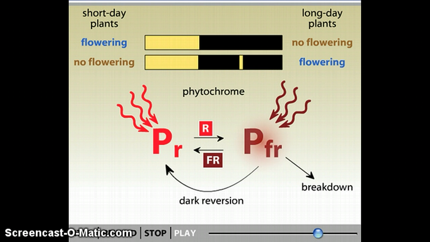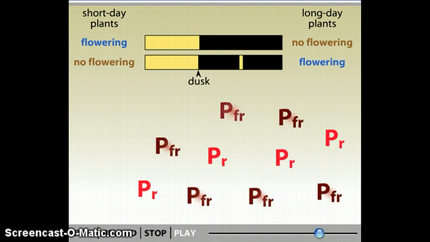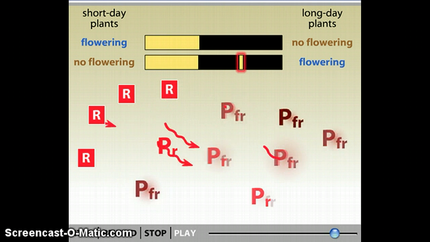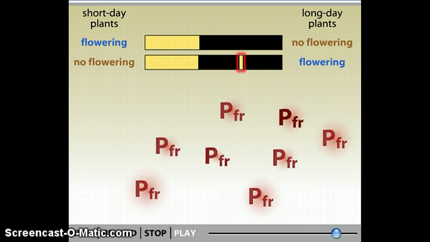Sunlight contains more red than far red light. As night begins, phytochrome is almost all in the PFR form. Over a period of several hours in the dark, these molecules begin to convert back to PR or to break down. Depending on the length of darkness, only some of the PFR remains. If a flash of red light interrupts the long night, the phytochrome molecules reset themselves, converting from PR back into PFR. Night interruptions have opposite effects in short day and long day plants. In short day plants, PFR inhibits flowering. In long day plants, it promotes flowering.